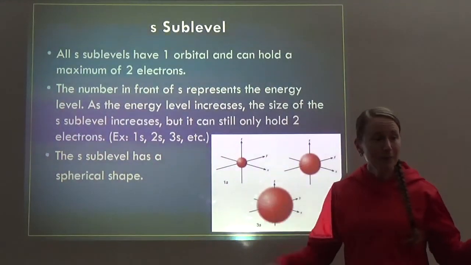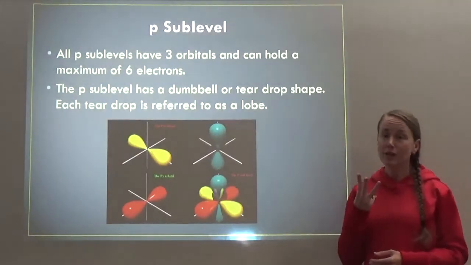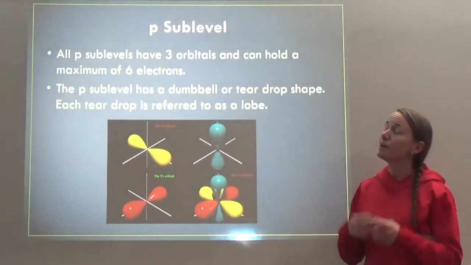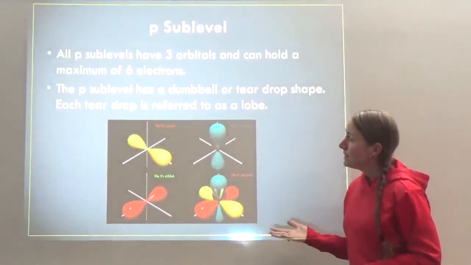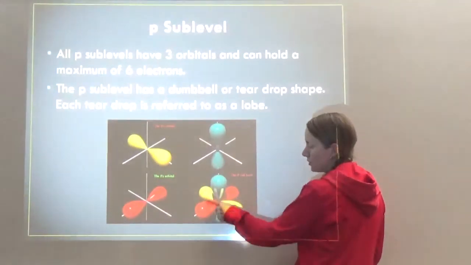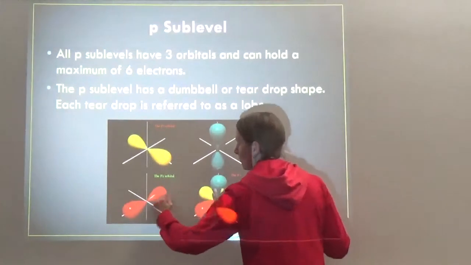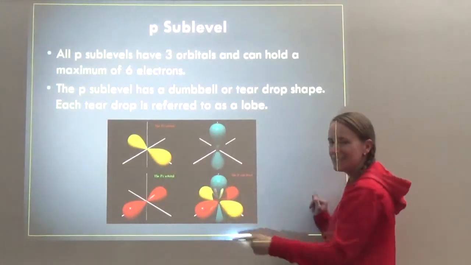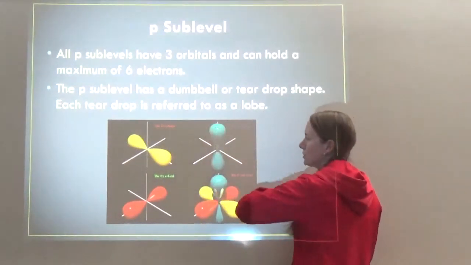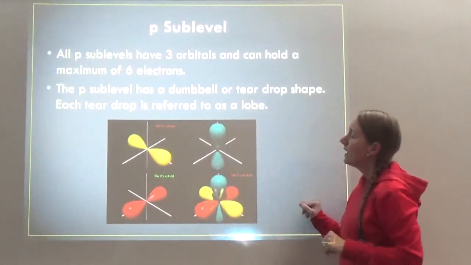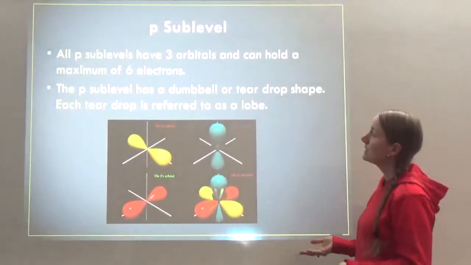All right, so let's move on to P. So all P sublevels have 3 orbitals and can hold a maximum of 6 electrons. So you have 3 different orbitals in a P sublevel. So this is what P looks like. And so it's comprised of 3 different orbitals. Okay, I know you feel like it's 6, but it's 3. Okay, you have the yellow one, this kind of bluish-green one, and the red one. And each orbital can hold 2 electrons. So since there's 3 orbitals, it can hold 6.